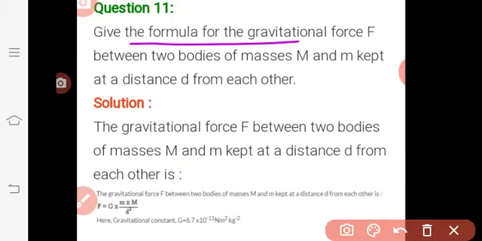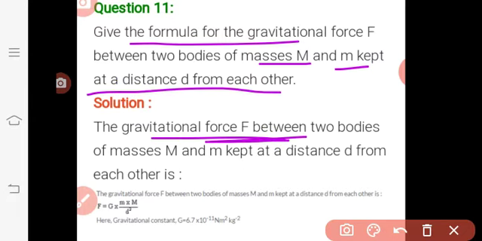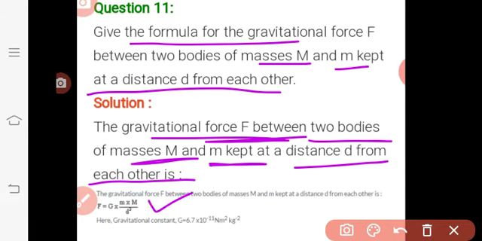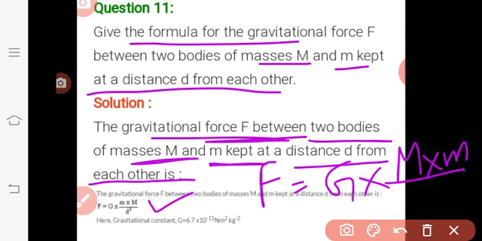Give the formula for the gravitational force F between two bodies of mass M and small m kept at a distance d from each other. Force is equal to G times capital M into small m divided by r square. Here G is the gravitational constant, that is 6.67 multiplied by 10⁻¹¹ Newton meter square per kg square.